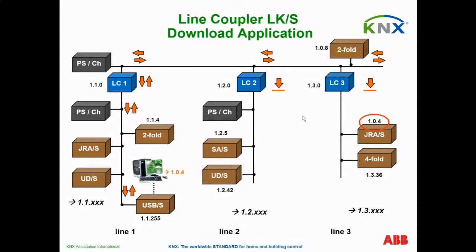Typically, telegrams are on the network for between 20 and 40 milliseconds. A 20 millisecond telegram is switching a light on or something like that. And generally, it's quick, it's fast, and we don't see any problems.